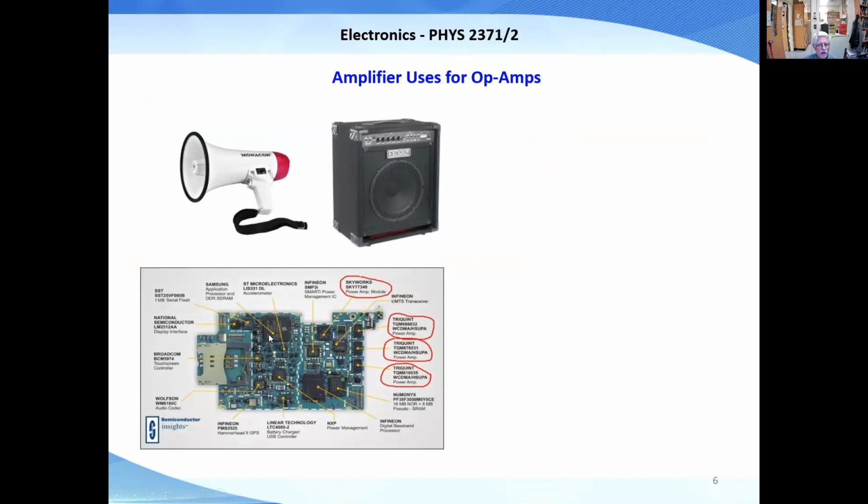This is a picture of all the stuff in your iPhone, and here's 1, 2, 3, 4 power amplifiers, and they're some kind of op amps here. I mean, if you're going to have a speaker, you need to put power into the speaker or the earbuds. If you have earbuds, you have to put out a signal at 1.8 gigahertz to transmit information. So you have all these amplifiers in your iPhone that are probably based on op amps.